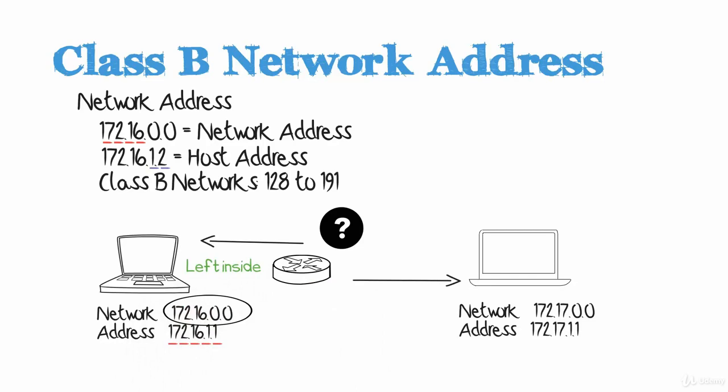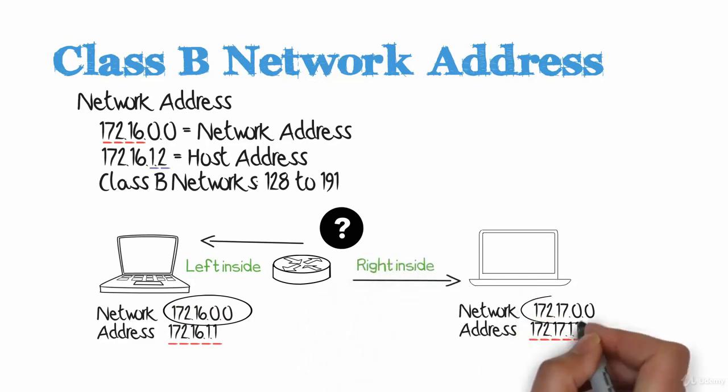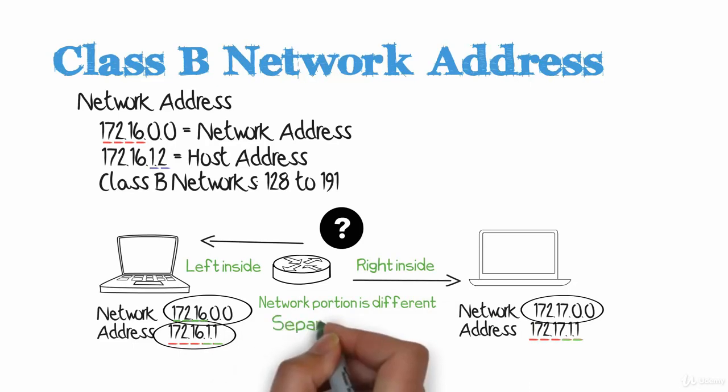Traffic going to host 172.17.1.1 is routed to the right-hand side because the network portion is 172.17, whereas this host with IP address 172.16.1.1 has a network portion of 172.16. Routers can route correctly once again, even though the host portion is the same. In other words, in this example, it's 1.1, but the network portion is different, so routing takes place correctly. The router knows that these two hosts are on separate networks because the network portion is different.